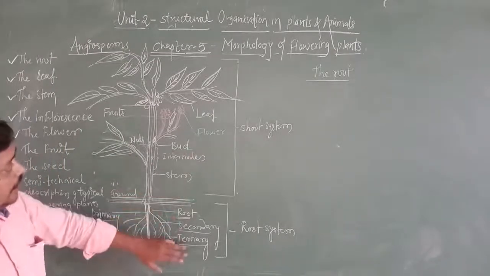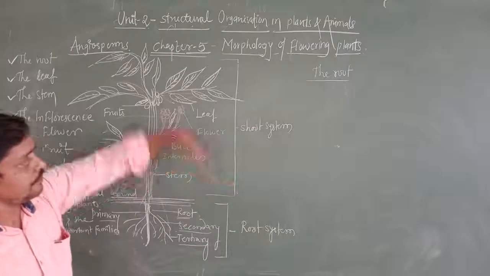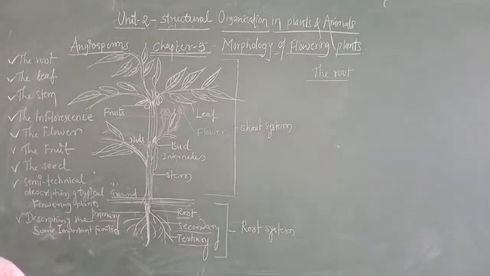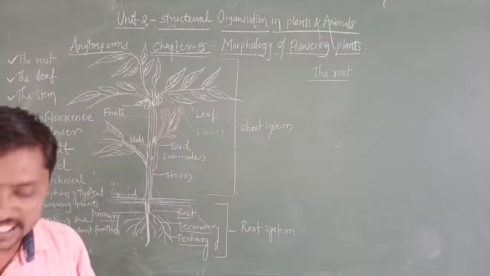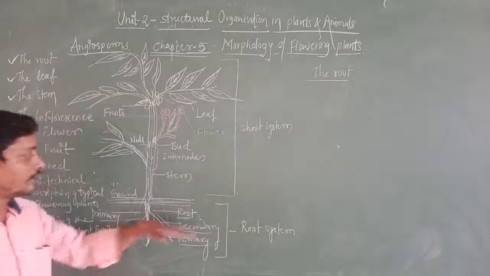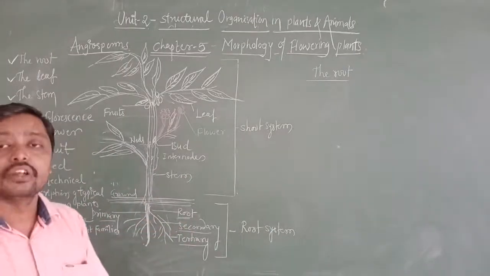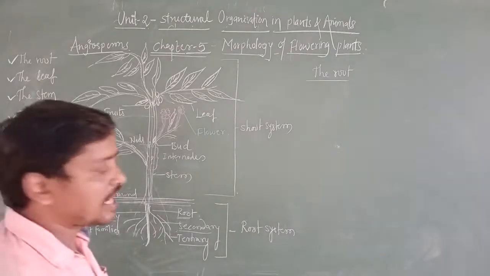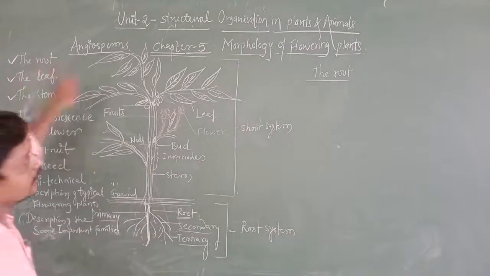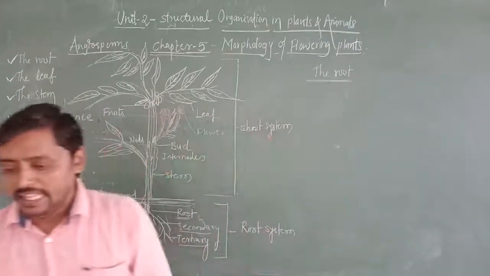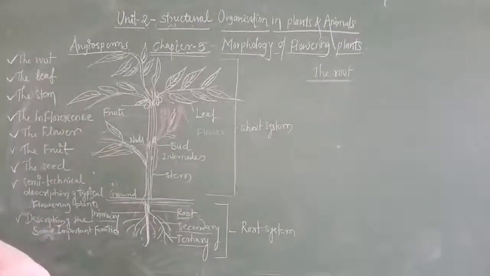So I told you about the shoot system, that is, the part above the ground level. And the below-ground or underground part of the plant, we call the root system. Now in this chapter, let us start with the first point, that is root. In root, what else are we going to study?